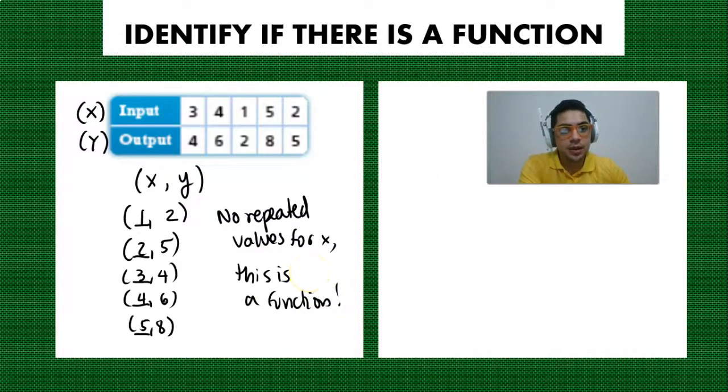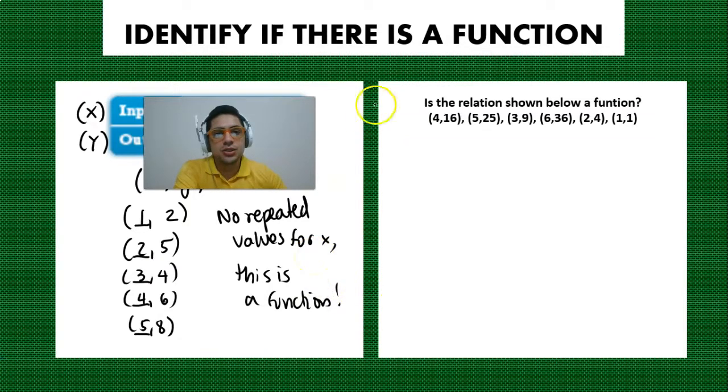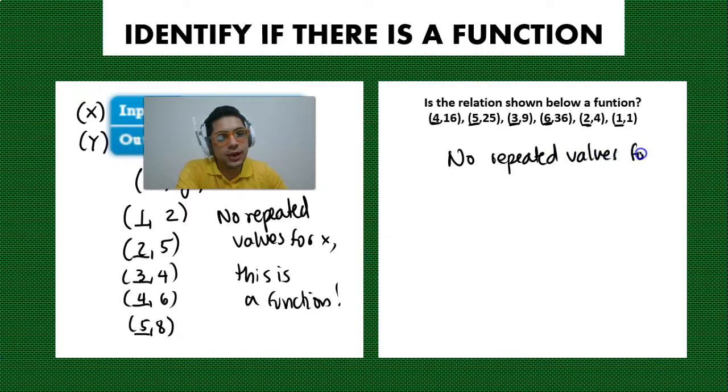Now, on the second problem, they give us the points directly: (4, 16), (5, 25), (3, 9), (6, 36), (2, 4), and (1, 1). As you can see, there are no repeated values of x. The values of x we have are 4, 5, 3, 6, 2, and 1. Again, no repeated values for x, so this is also a function.